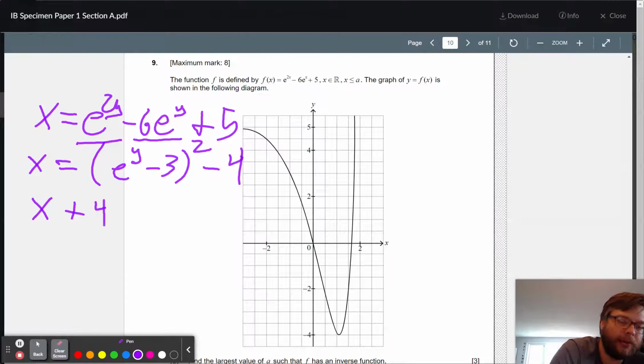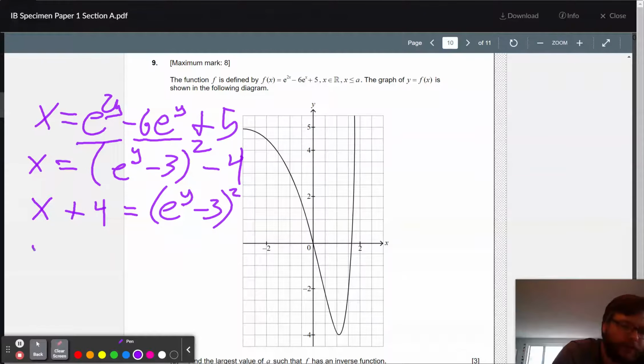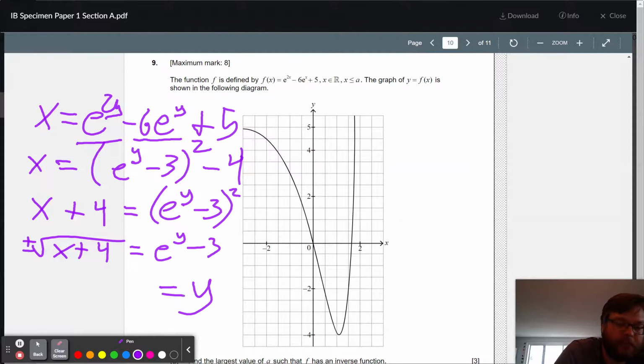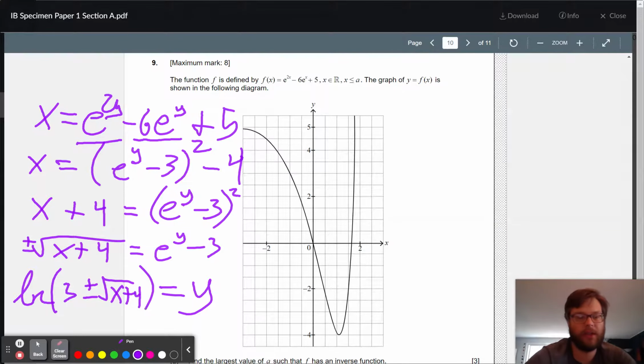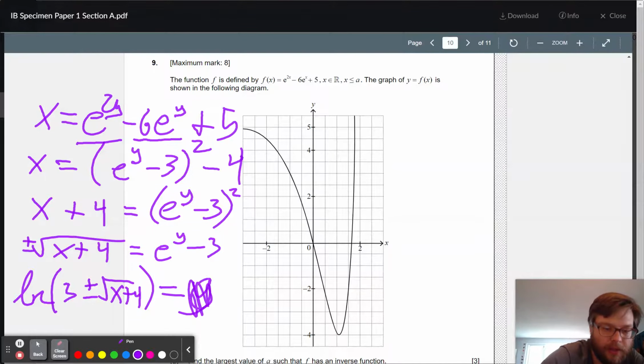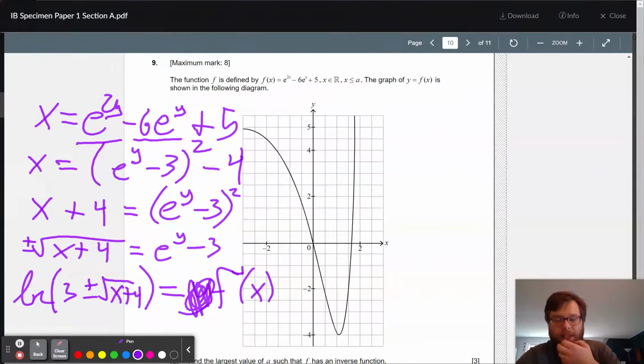So we add 4, take the square root, and there should be a plus or minus there. Then we're going to add 3, and then we'll take the natural log. I'll do those last two steps at the same time: we add 3 first, and then we take the natural log of 3 plus or minus the square root of x plus 4. So that's our inverse right there. We can say that this is equal to y, or if we wanted to, we could call this f inverse of x.